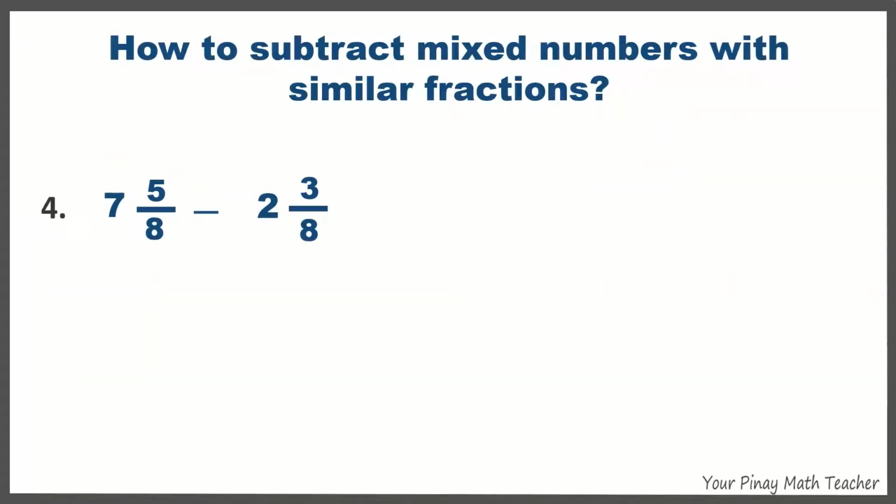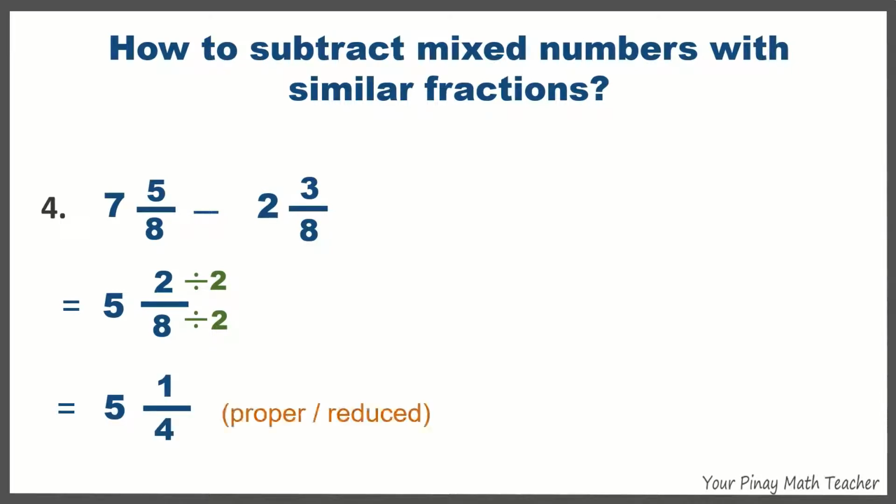Number 4. 7 and 5/8 minus 2 and 3/8. This time, you subtract the whole numbers first. 7 minus 2 is 5. 5/8 minus 3/8 is equal to 2/8. 2/8 can still be reduced by 2, so we get 5 and 1/4 as our final answer.